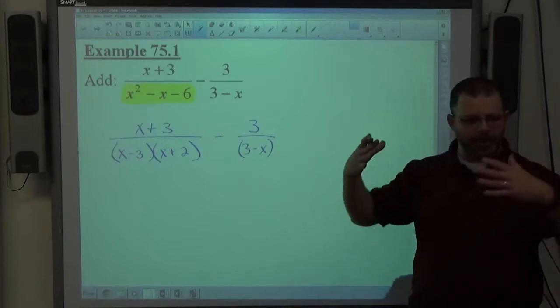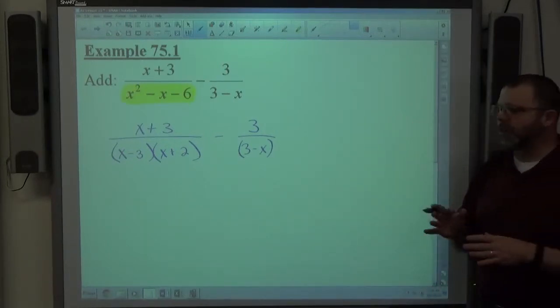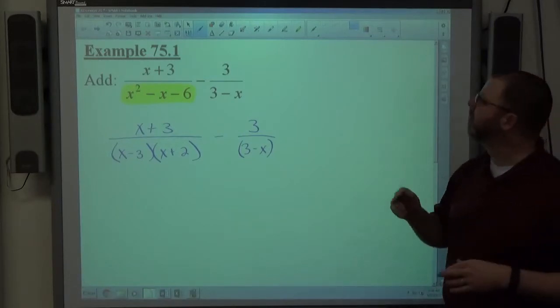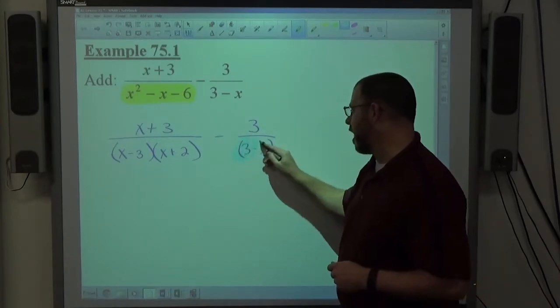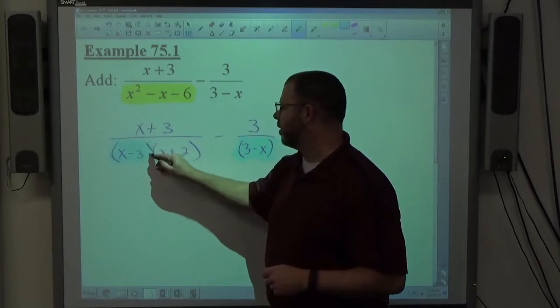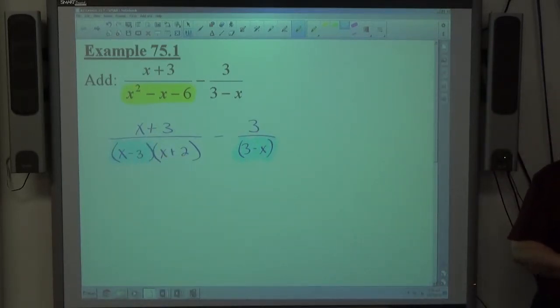And keep in mind, 3 minus x, I'm going to put that in parentheses to treat it as one object. What I want to do before I start worrying about a common denominator is do some comparison of things and see if there's anything the same, so I can maybe get a smaller common denominator than I would otherwise. And I'm looking at these two things in particular, x minus 3, 3 minus x. They look the same, but not, right?